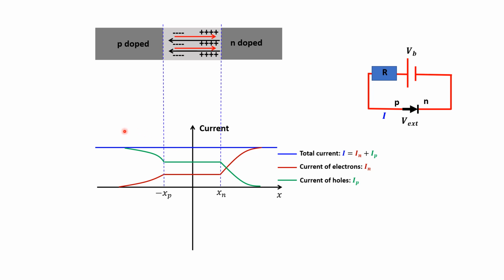Now, one important feature to notice is that the total current is constant across the p-n junction. And that makes sense because this is the current flowing in the circuit. So if a current I enters the p-n junction, the same current I has to leave the p-n junction. So it must be constant across the p-n junction. But the current of electrons and of holes, they are not constant by themselves. Only their sum is constant.